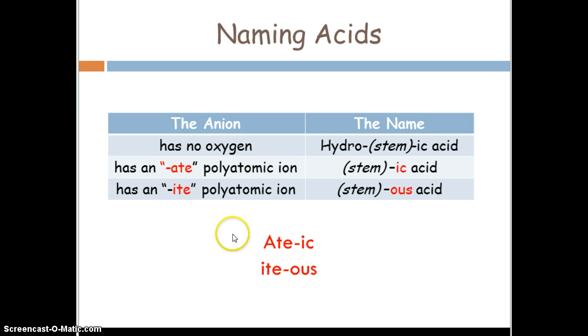Remember the rule, "ate-ic, ite-ous"? I would definitely write this down now if you don't remember, and write it on your periodic table first thing when you walk in to the common assessment, so that you will remember this little trick. So if the polyatomic ion ends in -ate, the acid must end in -ic. If it ends in -ite, it must end in -ous. Okay, so it's just been a while since we've talked about this, so I just wanted to refresh your memory.